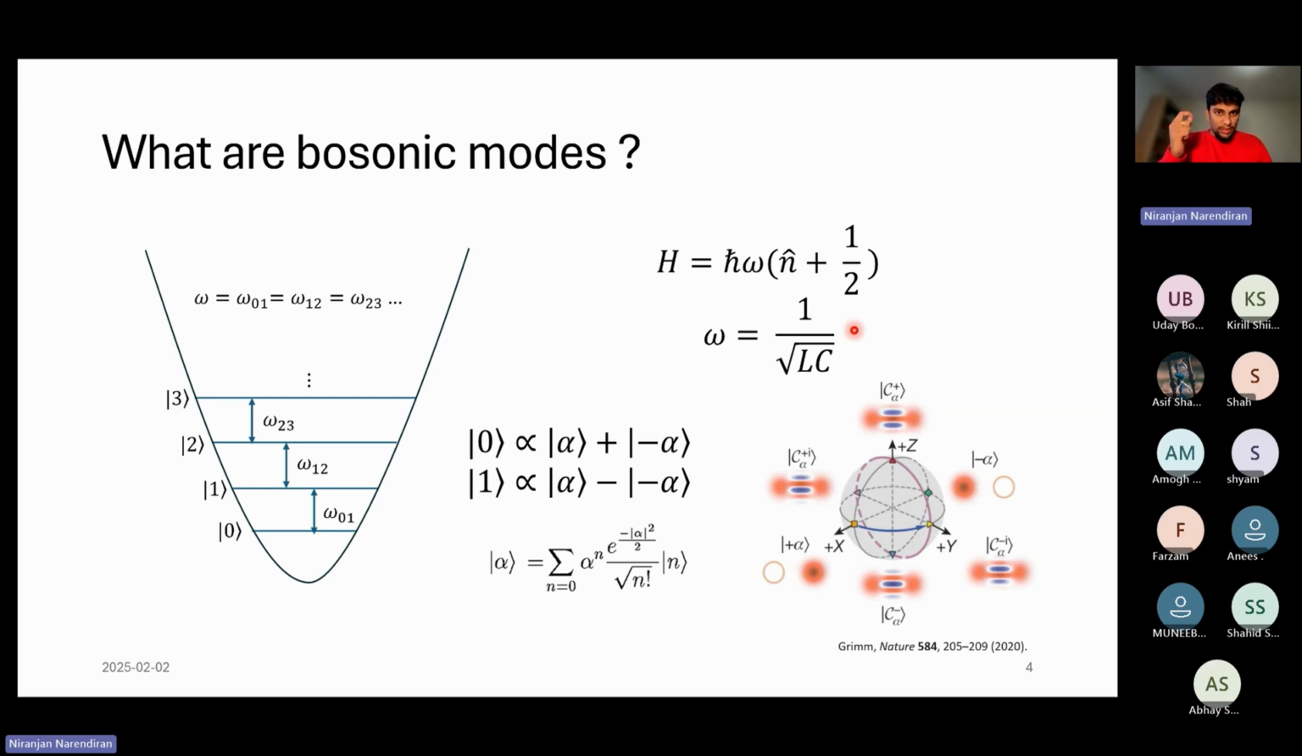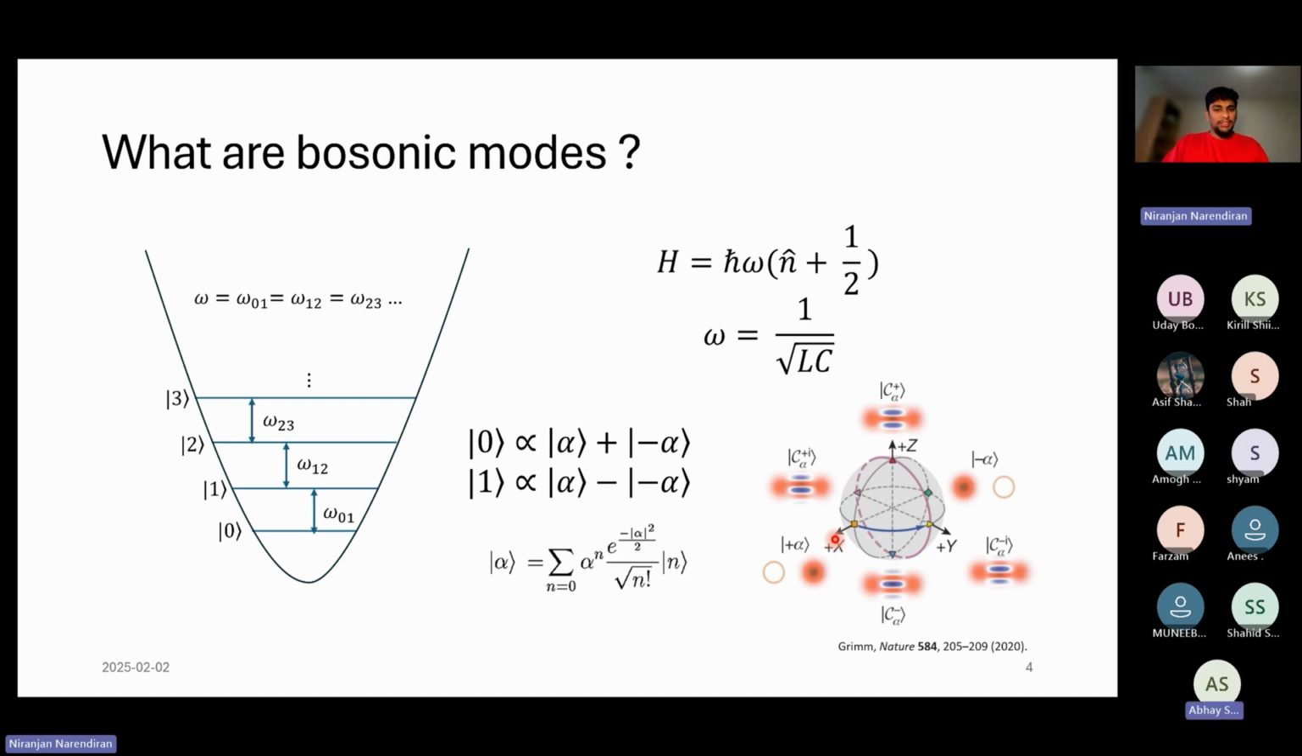To understand what a harmonic oscillator is, in simple terms, it has quantized energy levels which are equally spaced. That means the transition frequencies between 0, 1 and 1, 2 are almost equal. With such a system, we can create a logically encoded qubit on it, and one such implementation is a cat qubit. You take a coherent state or superposition of two coherent states, and then depending upon their phase, you encode it to be 0 and 1. This sort of encoding is called a cat qubit. This state is called a cat state, and this sort of encoding is a cat qubit.